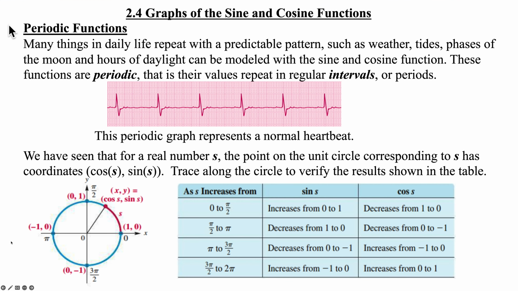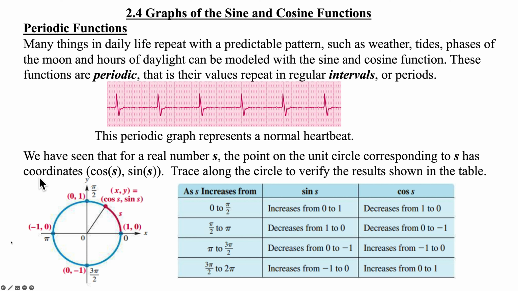All right, welcome to section 2.4, graphs of the sine and cosine curve functions. We are going to look at what we call periodic functions. This is where a graph will repeat itself, and that's when we call it a periodic function. What happens is that you're going to have certain intervals or periods where it repeats. A heartbeat is a good example of that. So from this heartbeat to this heartbeat, that's the period length.